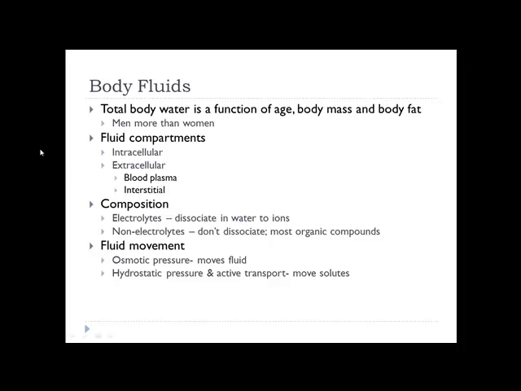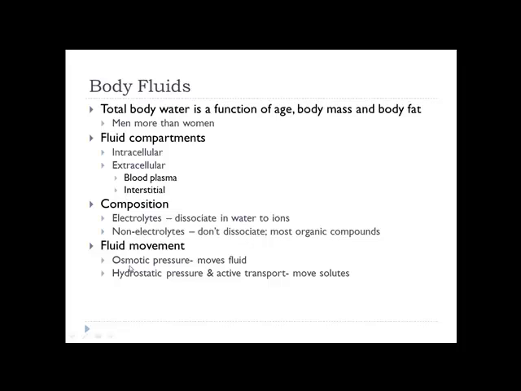With our fluid compartments, you're going to have intracellular fluid, so that would be like your cytoplasm. You'll have your extracellular fluid, so that would be like your blood plasma and the interstitial fluid, the fluid that all your cells are soaking in. So when you get a nice juicy steak, that juice is going to be the interstitial fluid. In the composition of it, you'll have electrolytes, which are ions that dissociate in water, and non-electrolytes, which are mostly organic compounds.